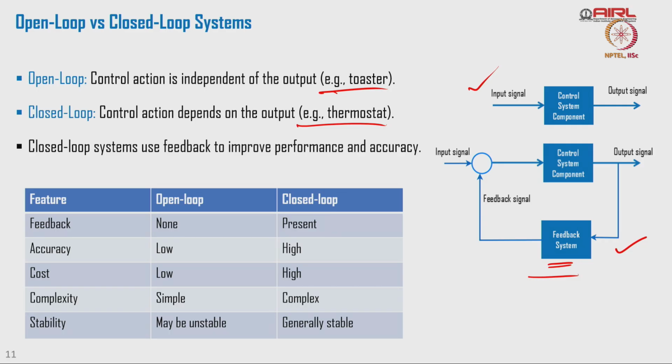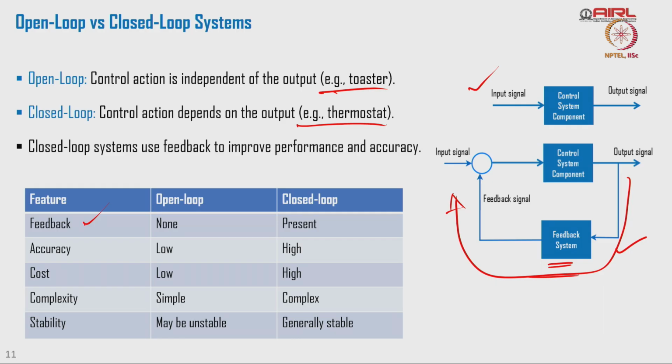So, when we talk about open loop and closed loop systems, there are certain features like feedback. In open loop there is no feedback, and in closed loop feedback is present in this loop. This feedback actually closes the loop, that is why it becomes a closed loop control system. Accuracy in open loop will be low because we do not know whether finally we are going to get the desired output signal. We do not have any control on that.